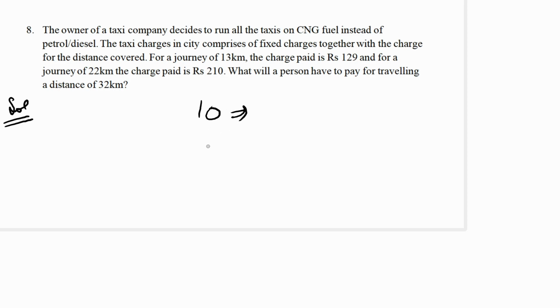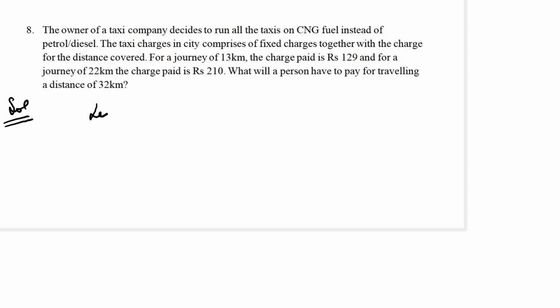And for each kilometer, you have to pay 1 rupee. So if I travel 5 kilometers, I will pay 10 rupees plus 5 rupees, 15 rupees. If I travel 8 kilometers, I will pay 10 rupees plus 8 rupees, that is 18 rupees. Something like that, that is their system. Okay, so we have two charges. One is a fixed charge and one is a charge per kilometer.